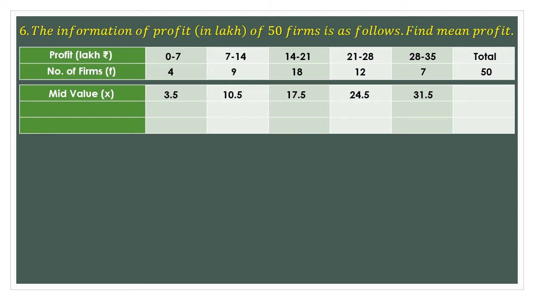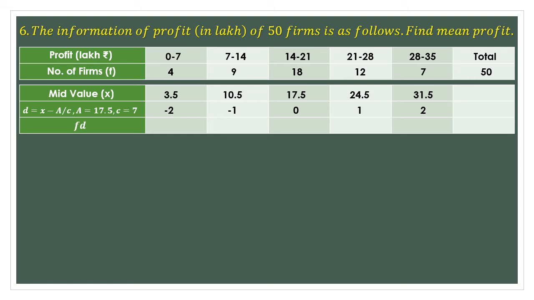And as I told you earlier, the class length is 7. So my common factor will be 7. So A will be 17.5 and C will be 7. So 3.5 minus 17.5 divided by 7 is negative 2, then negative 1, 0, 1 and 2. I think I have already explained you how this works. You just need to put these values into the equation and you will get your answer. Okay, so don't get confused at this stage.